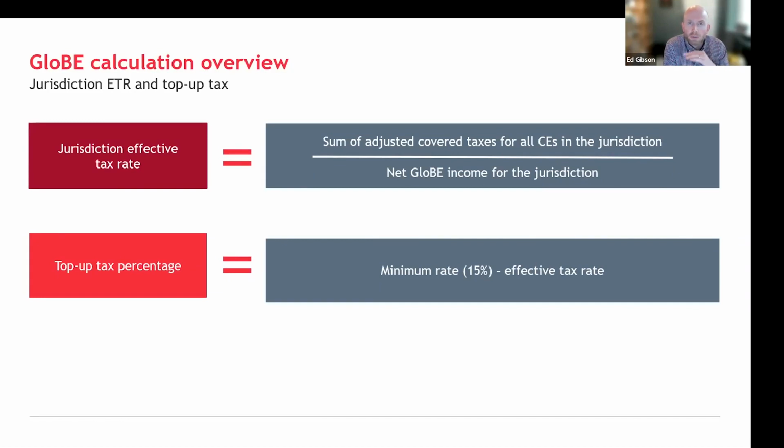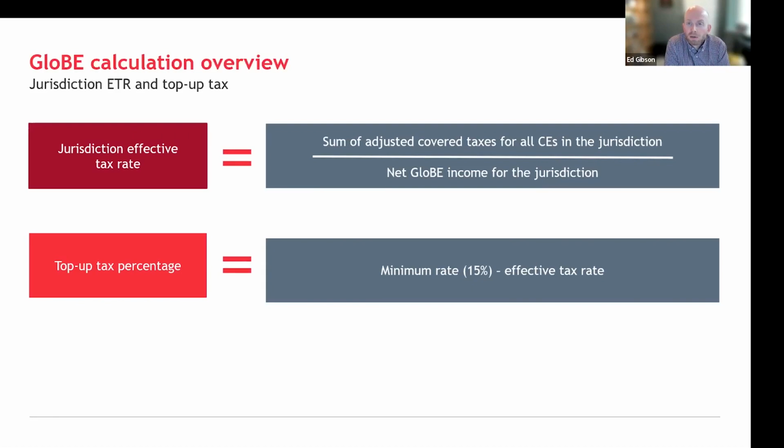So the top formula on here, the jurisdiction effective tax rate formula, is specifying how you work that out. It's a combination of two things. On the numerator is the sum of the adjusted covered taxes of all constituent entities in that jurisdiction, and the denominator is the net GloBE income for the jurisdiction.